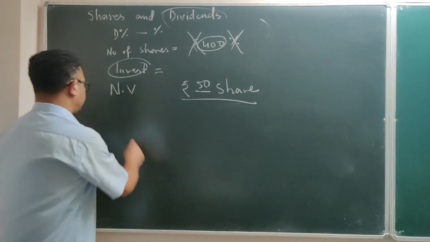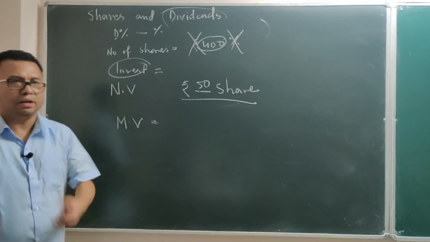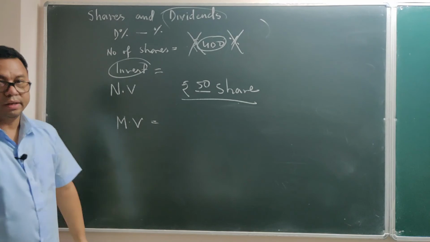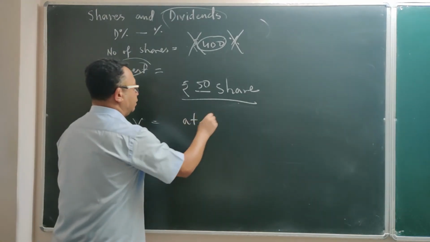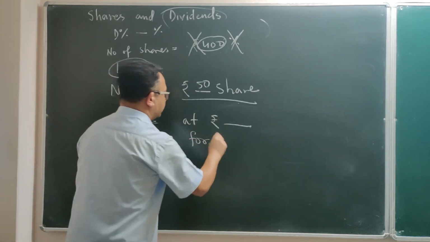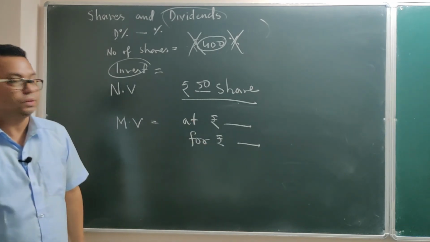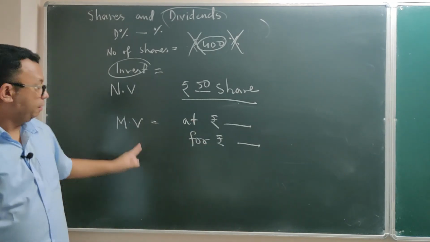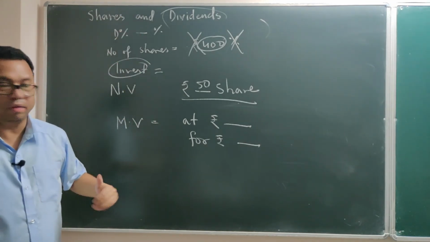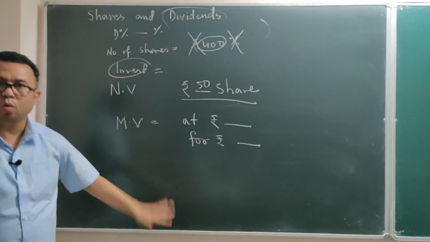And next, market value. In most questions it will be written that the market value of the share is this, but in case market value is not written, then it will be written as at rupees dash, or for rupees dash. So at or for are two different words which may be used. Also one more hint: market value is always very close to nominal value, a little higher or a little lower. If it is at a premium, it will be higher, and if it is at a discount, it will be lower than the nominal value.